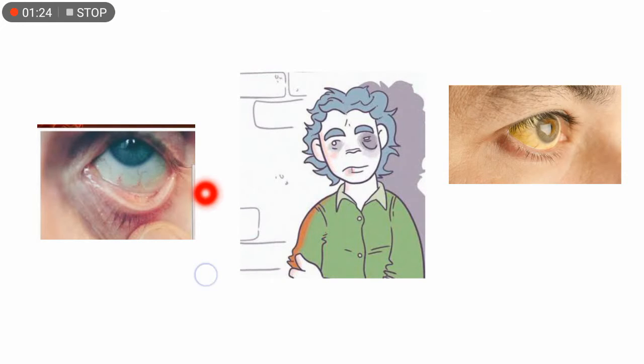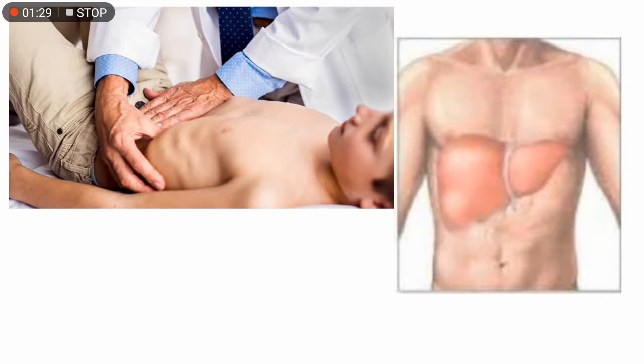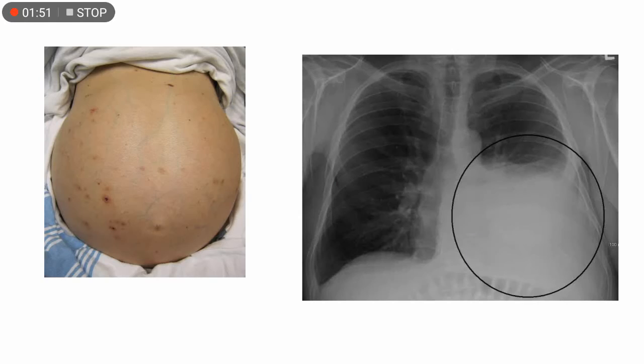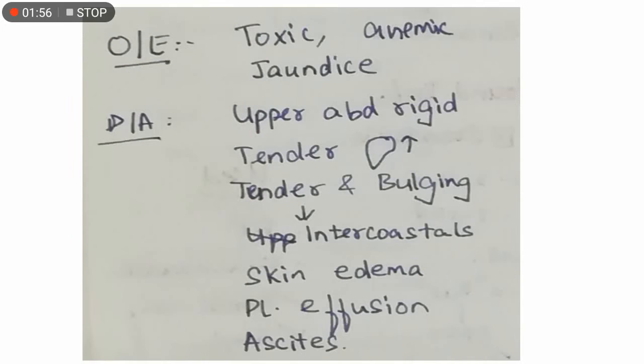And then on examination, the person appears very toxic with anemia and jaundice. Per abdominal findings show a tender hepatomegaly. And sometimes there are intercostal spaces which are increasing in size. We can see the bulge in the intercostal space. Plus, there will be skin edema, as in pitting edema like these, and sometimes ascites, sometimes pleural effusion as well. So these are all the examination findings we just saw.